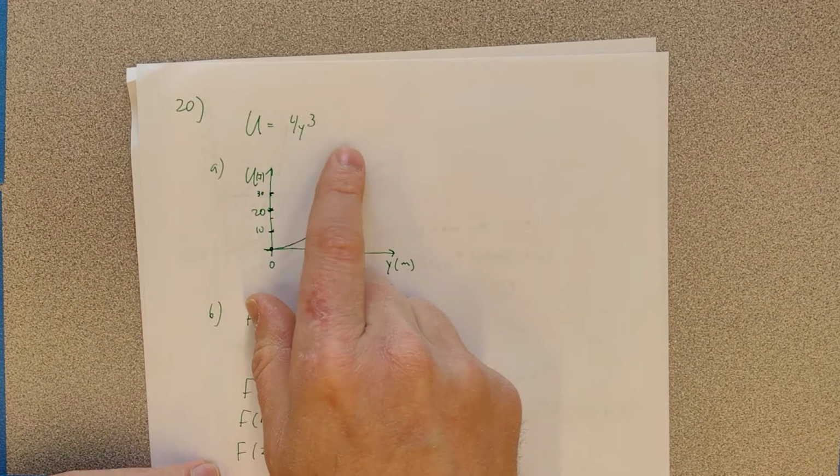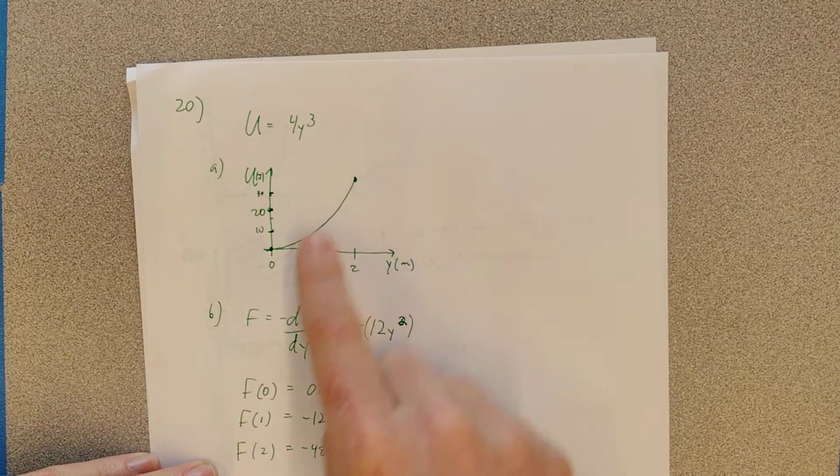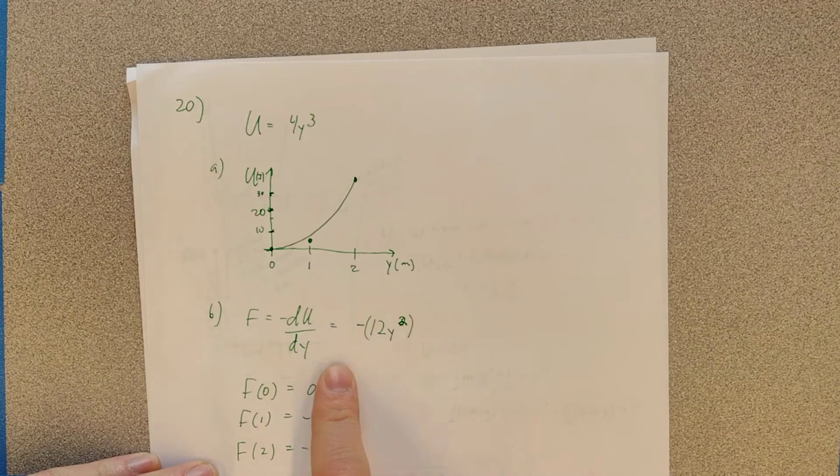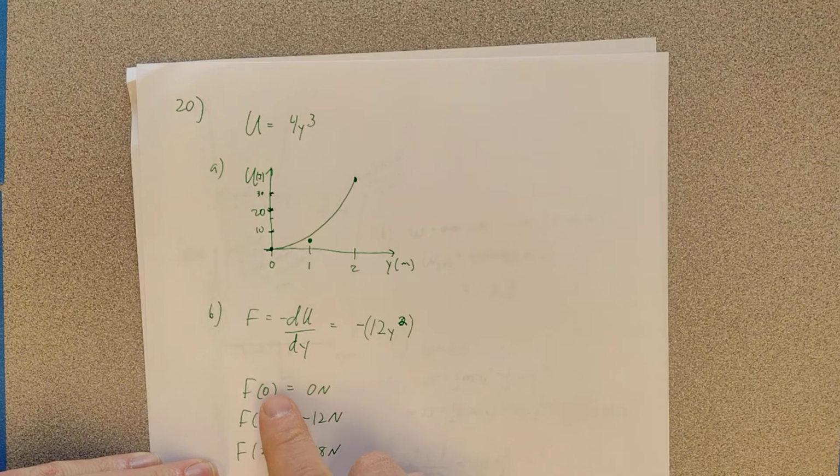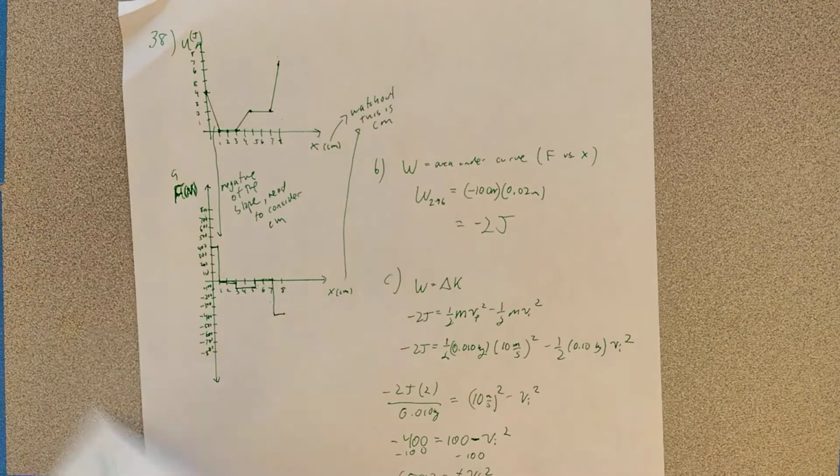Number 20, pretty straightforward. There's a potential energy function. Graph it. Take the negative derivative of it. You get negative 12y squared for the derivative. Then you just evaluate it at 0, 1, and 2 meters, and you get those forces.